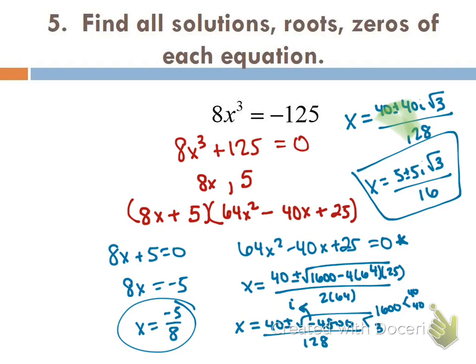Just like in the last two problems, we had x to the 4th and we got 4 answers. In this problem we had x cubed and we have 3 answers. Negative 5/8 and 5 plus or minus 5i radical 3 over 16.